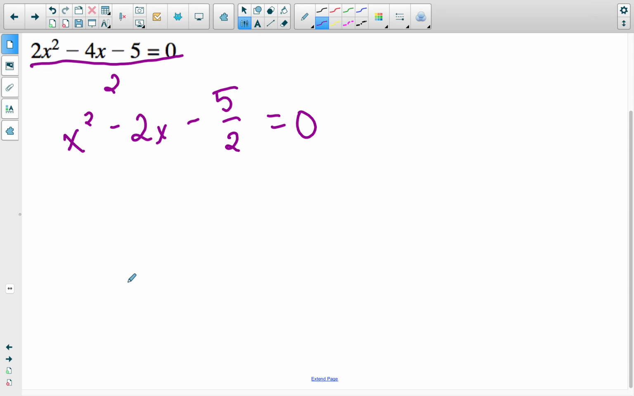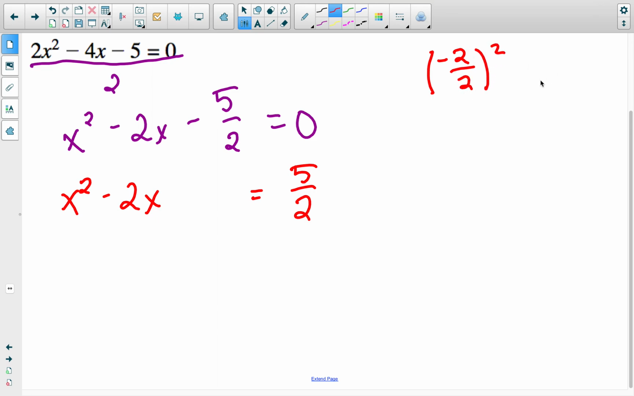Okay, so now we're going to follow the same process. We're going to move our constant over. X squared minus 2x, leave a little bit of space, equals 5 halves. And then to figure out what we're going to use to complete our square, we're going to take our middle term b, take half of it, square it, and then add it to both sides. So negative 1 squared gives us 1. We're going to add 1 to both sides.